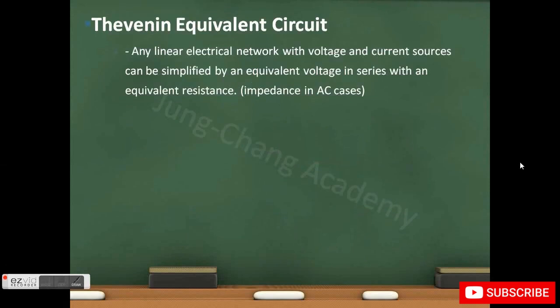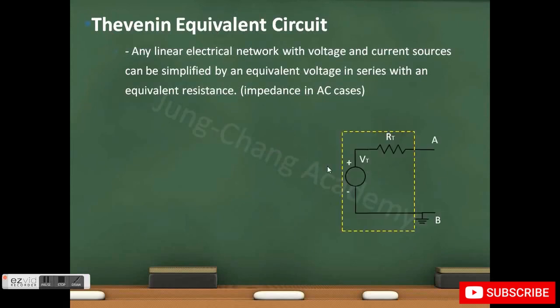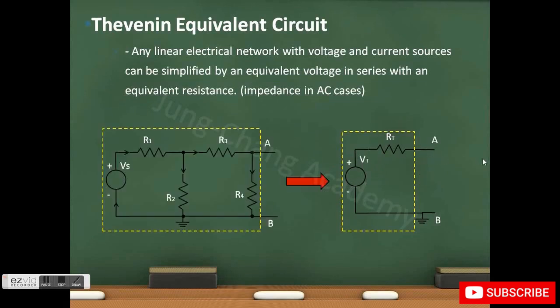Next, we're going to talk about another technique you can use to simplify a circuit. The Thevenin equivalent circuit tells you that we can find an equivalent voltage in series with an equivalent resistance to represent any linear electrical network with some power source. The best way to learn how to find a Thevenin equivalent circuit is through an example.